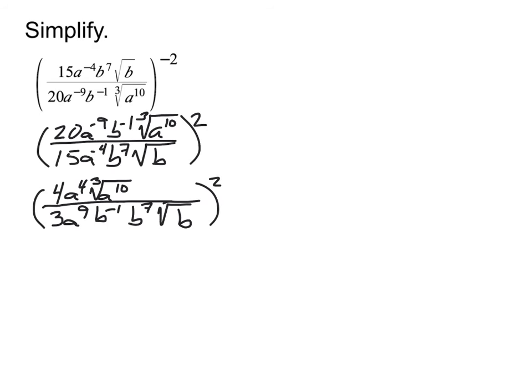A good thing you can do after that is go ahead and deal with all the negatives on the inside. And actually, I miswrote one thing here. That should just be a b, not a b to the negative 1, because I used the negative.